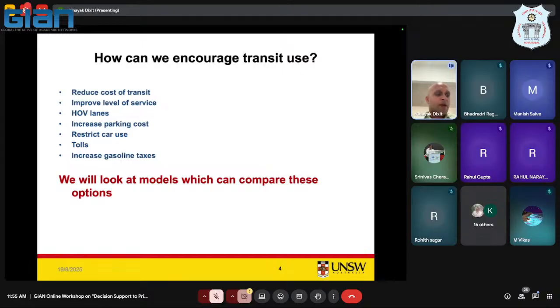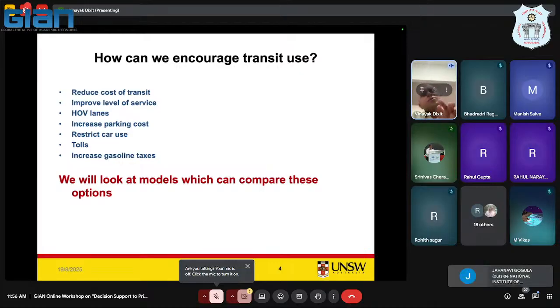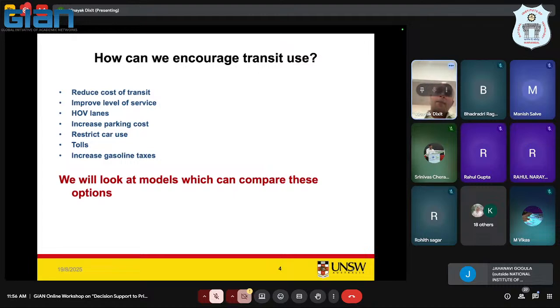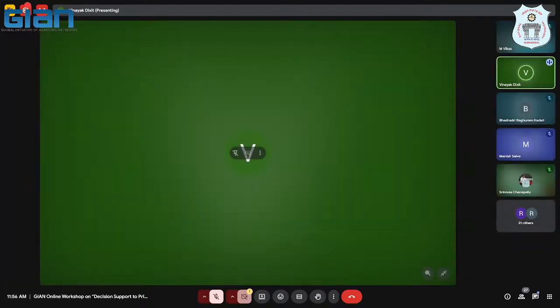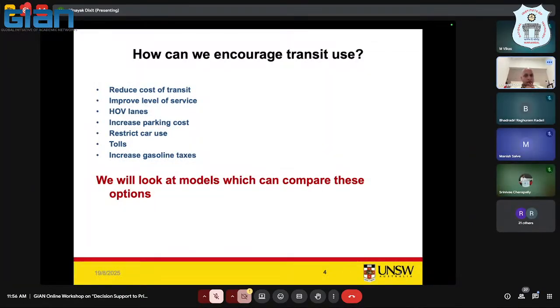So the two main ways of doing that: one is of course reducing the cost of transit and improving the level of service. There's something called high occupancy vehicle lanes, which is basically nothing but bus rapid transit, right? Having dedicated lanes so that it is not affected by the road congestion. Then increase parking costs, so that you're not making transit cheaper, but increasing the cost of using a vehicle: restricted car use, tolls, gasoline tax, etc.